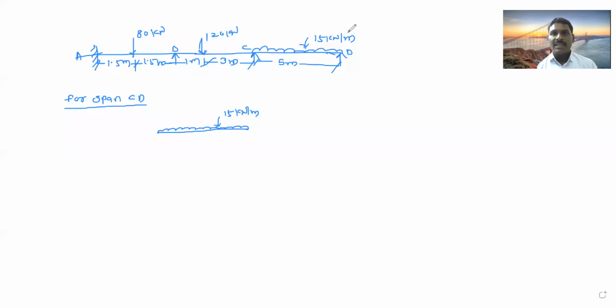Okay, for the AB and BC spans we have seen in the morning lecture. So we will do the plastic analysis of the CD span, and that span carries a 15 kilonewton per meter UDL. So now we will draw the mechanism for this. How can we draw the mechanism for this UDL?